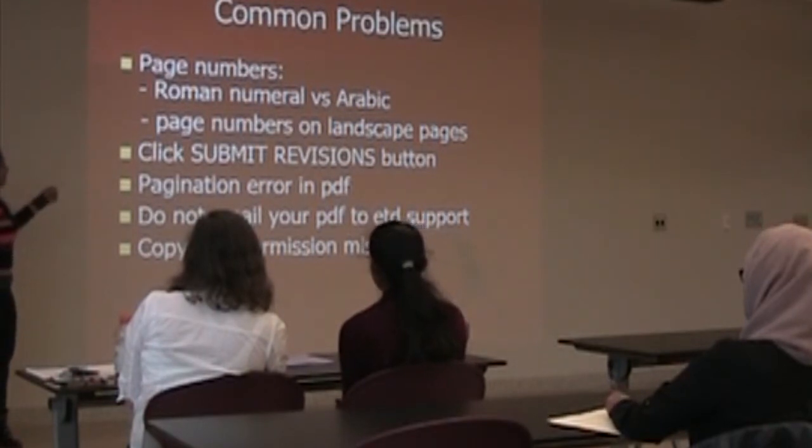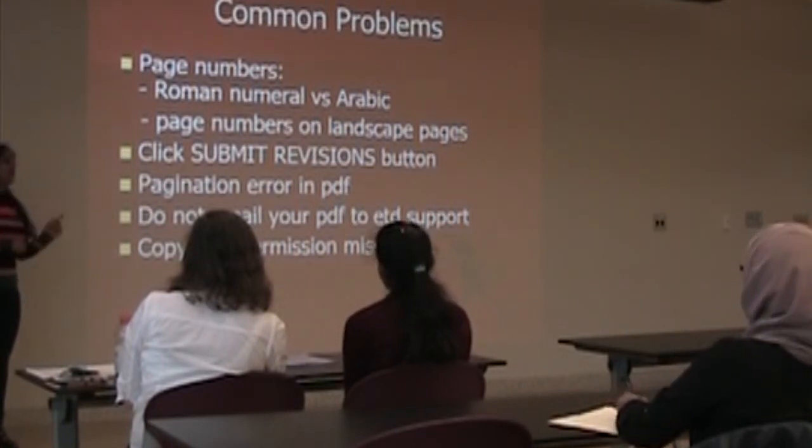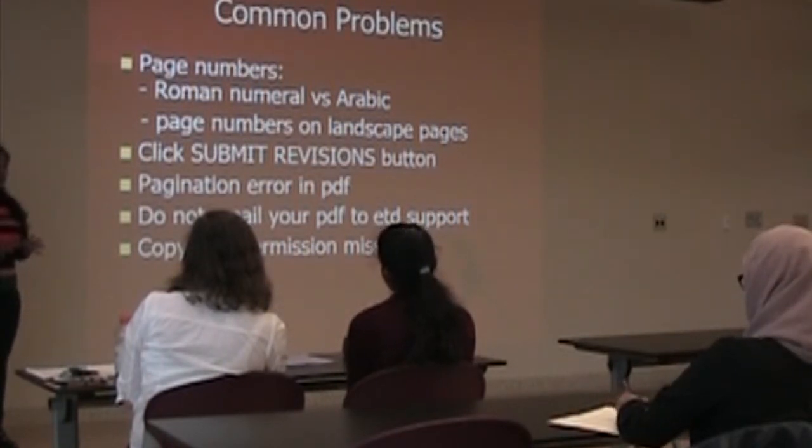And the pagination errors in PDF, this usually happens when you merge different Word documents into PDFs and then finally try to merge different PDFs into one PDF. So make sure that all your pages are contiguous, so you should not have any difference with the page numbers. And also, whenever you receive a revision, this might change your page numbers.